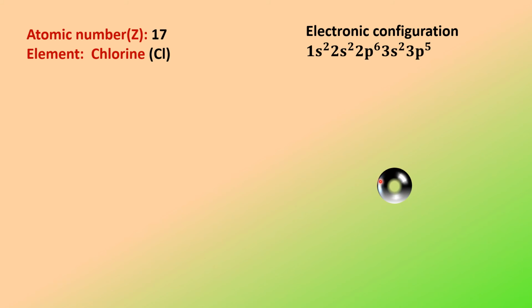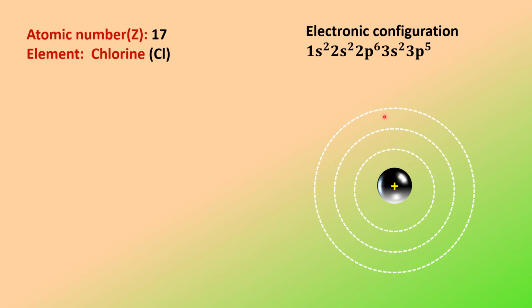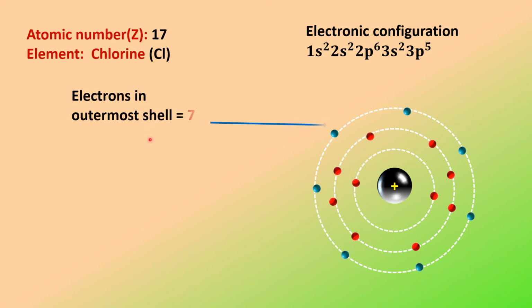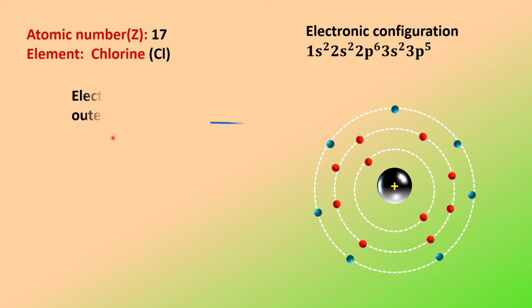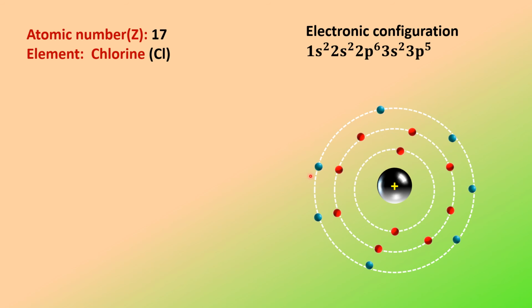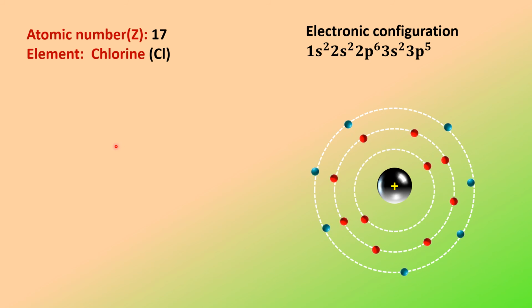This is the chlorine nucleus, and these are the 3 shells. First shell, it is having 2 electrons. Second shell, it has 8 electrons. Third shell, it has 7 electrons. So chlorine has 7 electrons in its valence shell. The electrons present in the outermost shell or valence shell are 7.